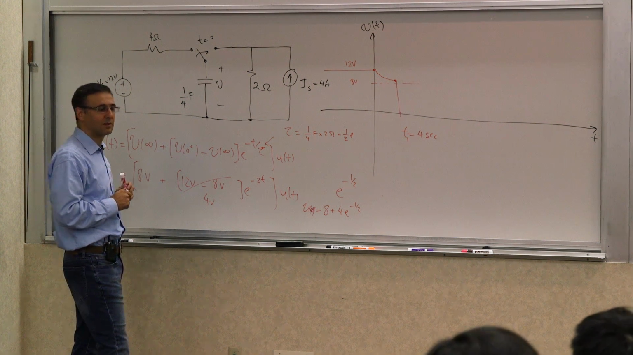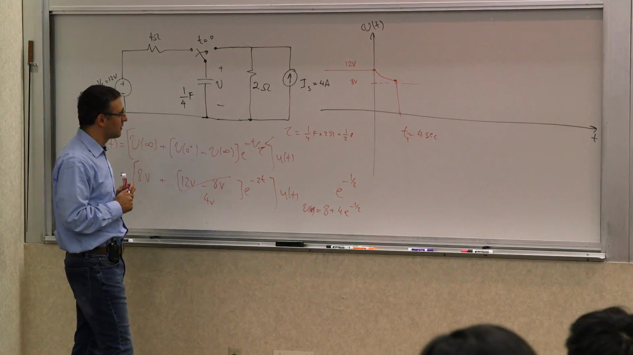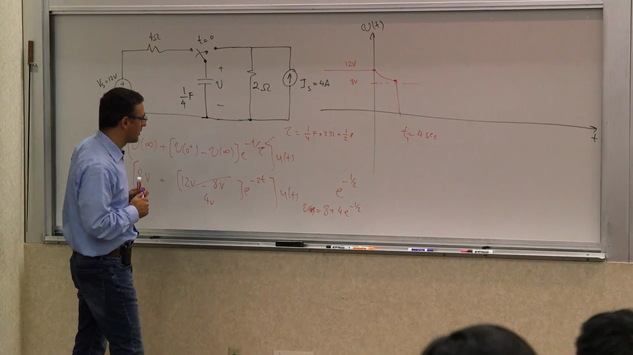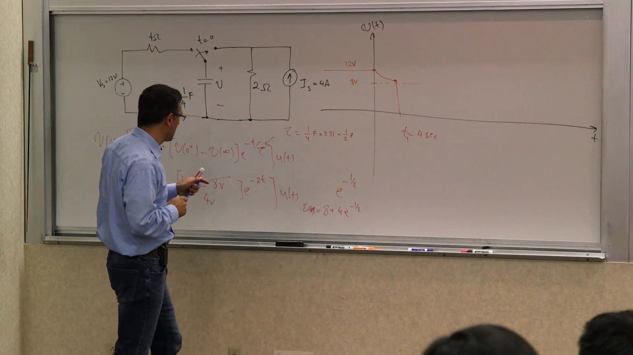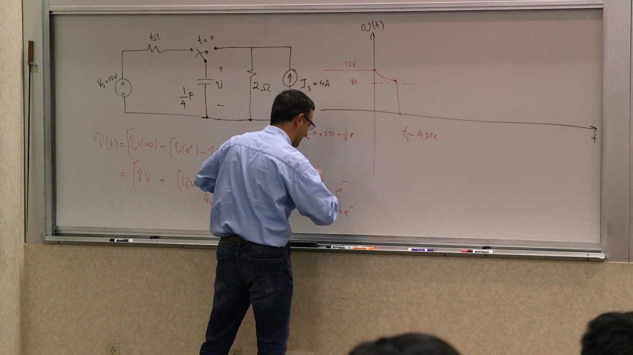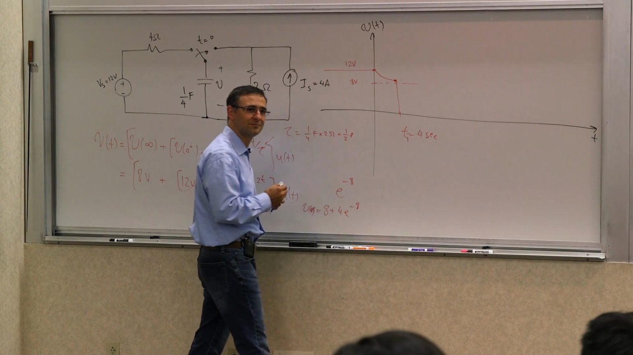Why do you divide by 4 to get minus 1/2? I'm sorry, what did I do? Minus 2t, so it'd be minus 2 times 4. You're right, e to the negative 8, right? I made a mistake. Thank you.